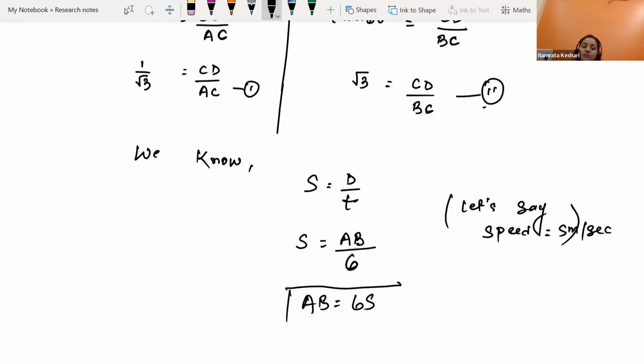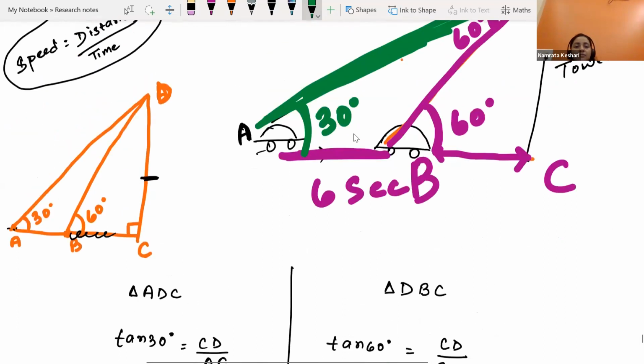Yes or no? See, s is the speed, s is not second, and if it is creating confusion, then let's say speed is x. Otherwise you will say s is the second. It is not second, it is the speed. Speed is x we are taking, then AB will be 6x. Yes or no? Yes. Okay, now let's see whether we can use this AB anywhere.